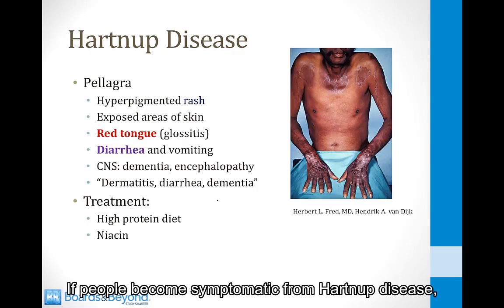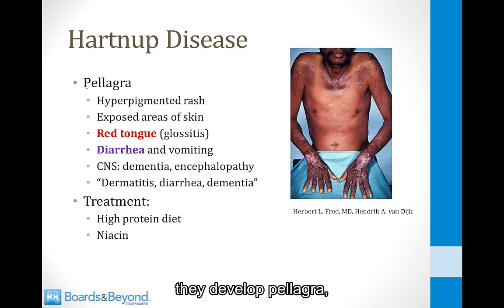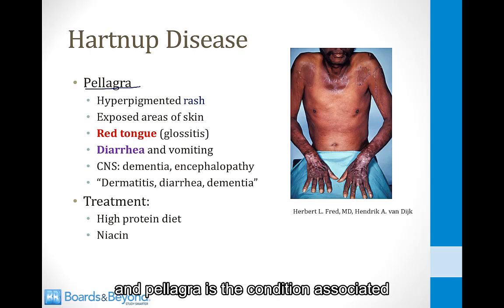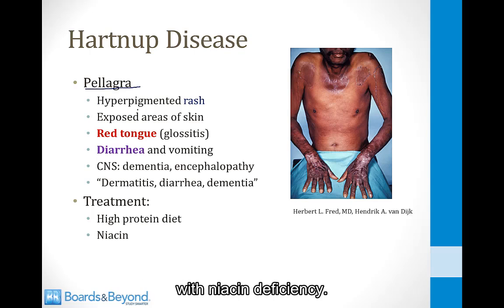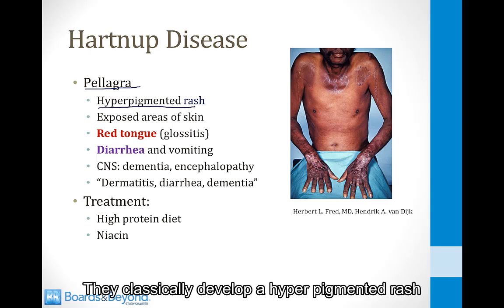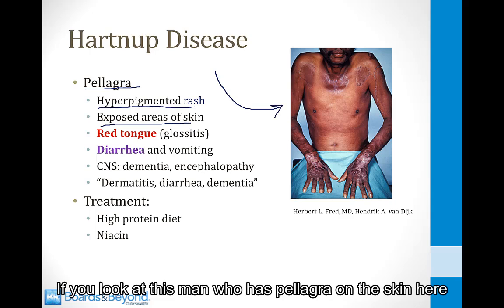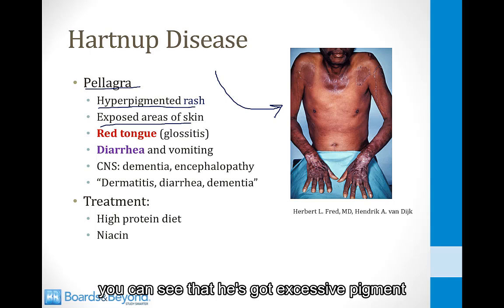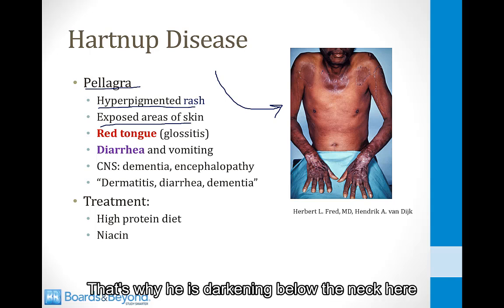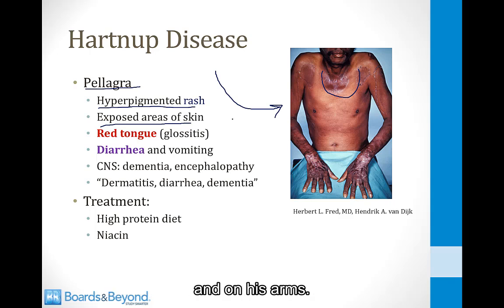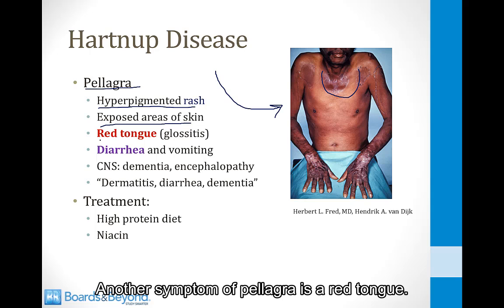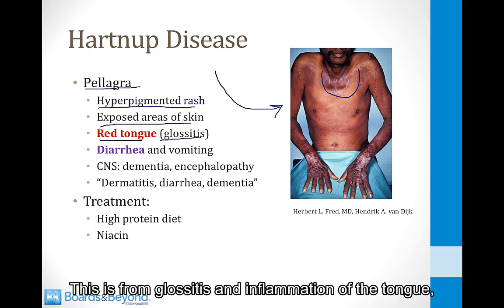If people become symptomatic from Hartnup disease, they develop pellagra, and pellagra is the condition associated with niacin deficiency. They classically develop a hyperpigmented rash on exposed areas of the skin. If you look at this man who has pellagra on the skin here, you can see that he's got excessive pigment and darkening of the skin in the areas that weren't covered by his shirt. That's why he has darkening below the neck here and on his arms. Another symptom of pellagra is a red tongue. This is from glossitis, an inflammation of the tongue.